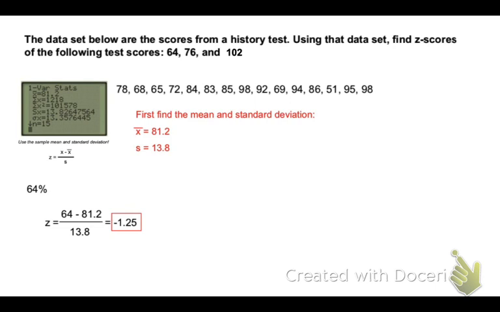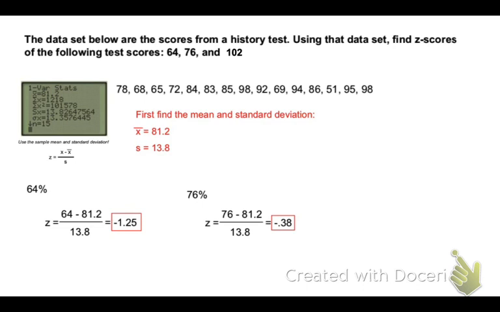For 76, right away, I should be able to look at that and say, well, I know that 76 is below the mean, so I should have a negative z-score. It's not going to be a huge z-score because 76 is relatively close to the mean when you compare to that standard deviation of 13.8. So that would have a negative z-score of negative 0.38. They're not even getting to that one standard deviation away.